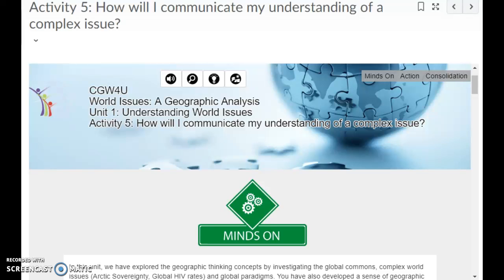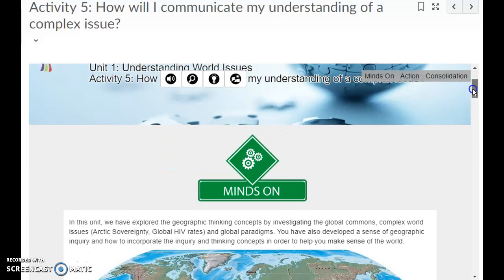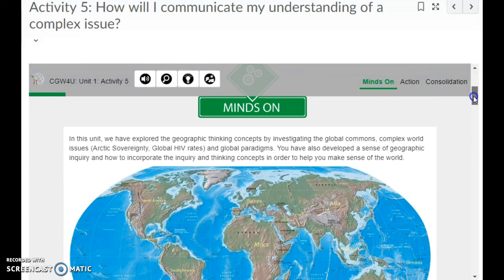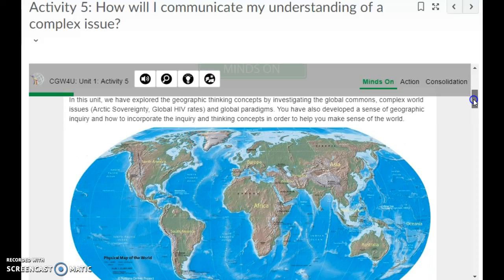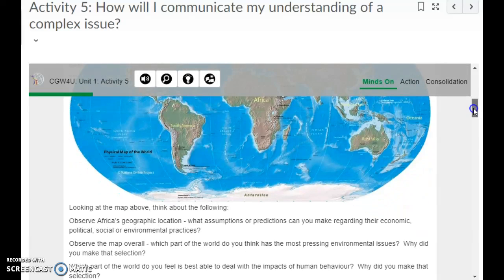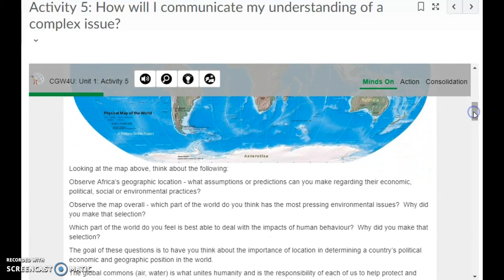Okay, so the final task in this unit involves a bit of review, starting with the Minds On, which goes through the geographic inquiry process. It starts off with a map that you've already taken a look at once and poses some questions about that map. These questions all have to do with the concepts of geographic thinking: spatial significance, patterns and trends, interrelationships, and geographic perspective. By reviewing these questions and giving them some thought, you've basically reviewed those concepts of geographic thinking.